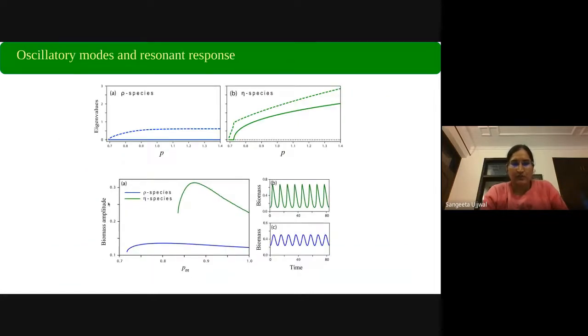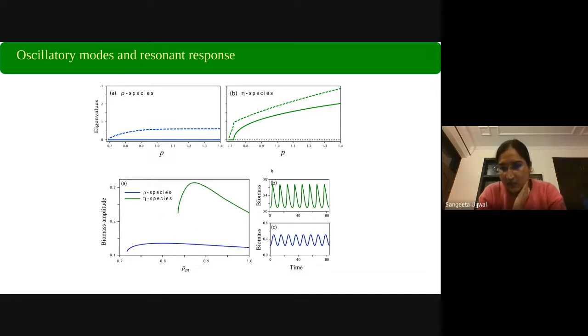So if we plot biomass amplitude with this average precipitation, then we find that both eta and rho species show a peak in biomass amplitude with P. But this peak is more pronounced in the eta species. So this peak is more pronounced in the species where we have damped oscillatory modes, but this peak is not that prominent in the other species that lack these oscillatory modes.